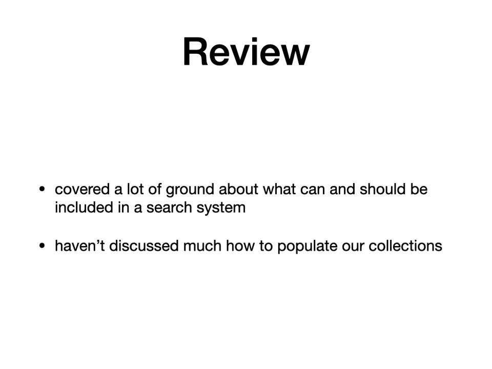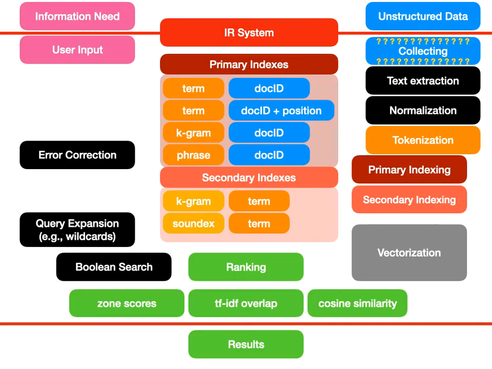Overall, we've covered a lot of ground, right? We've talked quite a lot about what can and should be included in a search system, all the different algorithms and data structures that contribute to building a system that can take the information need and the unstructured data and make results out of them. But we haven't talked about populating collections. The visual version of that is all this lovely stuff, right? We know how to process these things, how to build different kinds of indexes for different tools, but collecting has still been kind of a question mark.